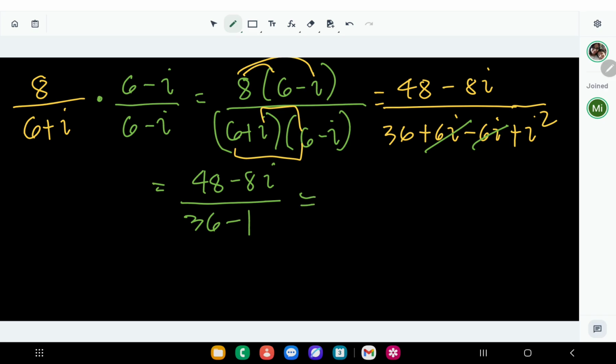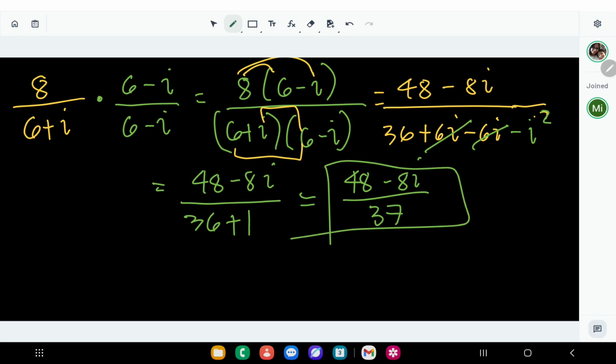Okay, hold on. I think I made a mistake. This should be minus i squared. So this is plus 1. So this is 48 minus 8i over 37. So this is our final answer. We cannot further simplify that.